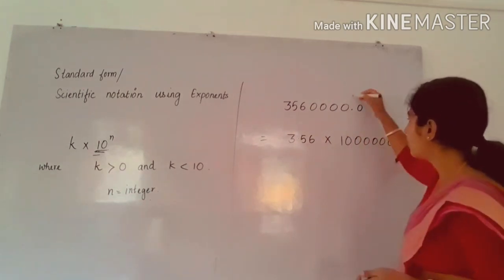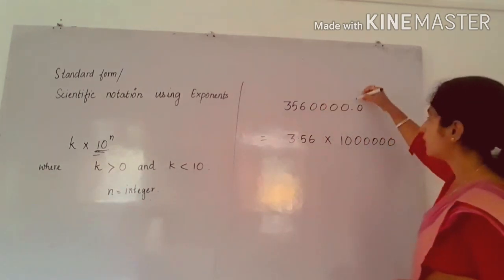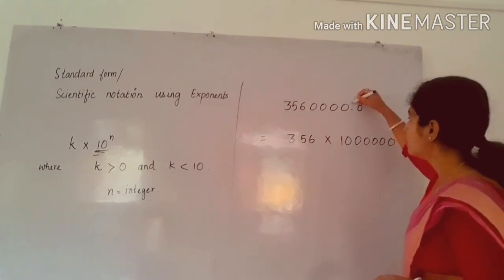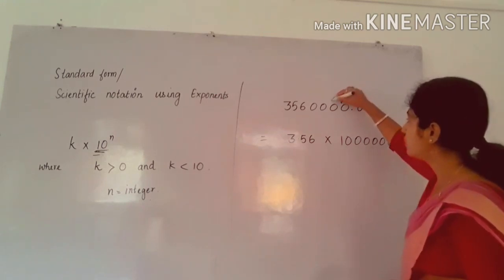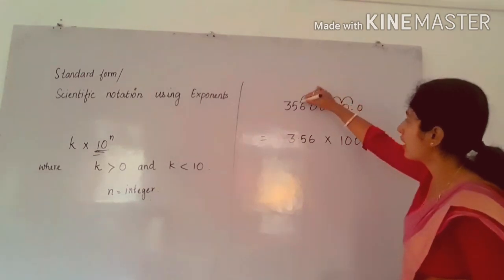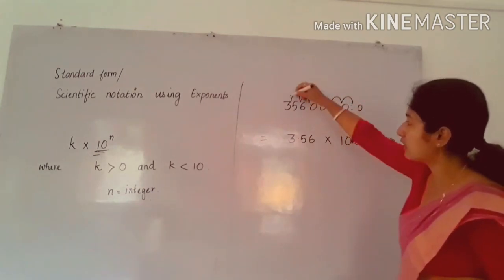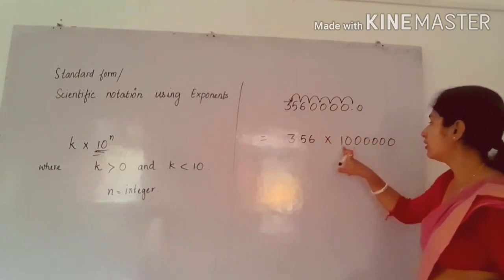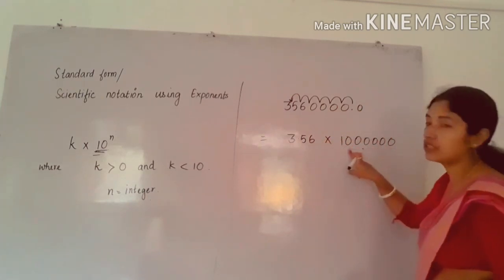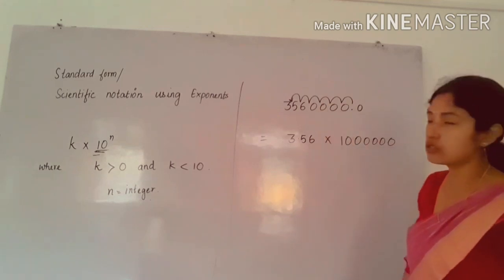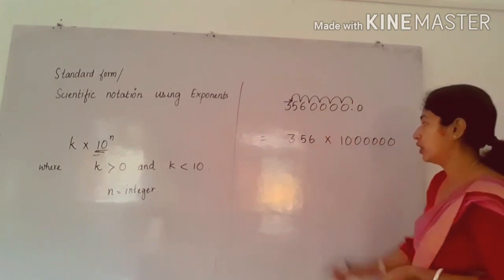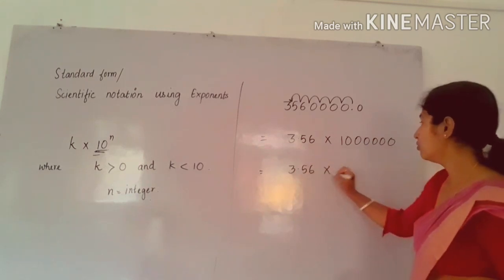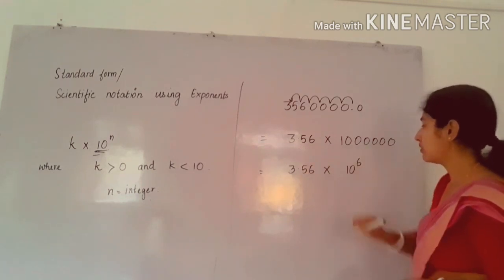So how to start? You have to start from the back side and go to the front side. You have to count the places: 1, 2, 3, 4, 5, 6. That means we are going 6 places forward. So after 1 you have to put 6 zeros, because we are going 6 places forward. So this is 3.56 into 10 to the power 6.